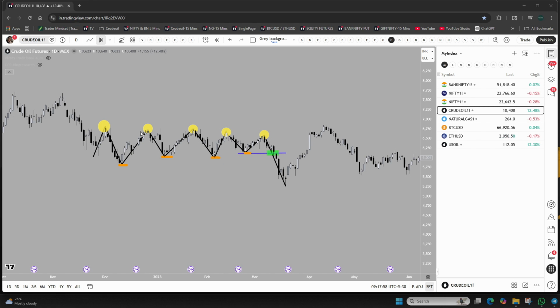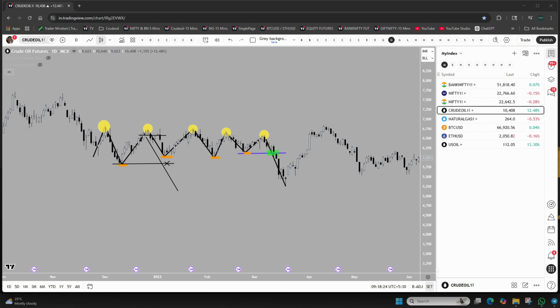You are not supposed to take a sell trade here because the double top pattern has not completed yet. Where will it get completed? It will get completed if the down move crosses this point, this neckline. If this neckline is breached, then the confirmation happens, and then you can initiate a sell trade at this very point.